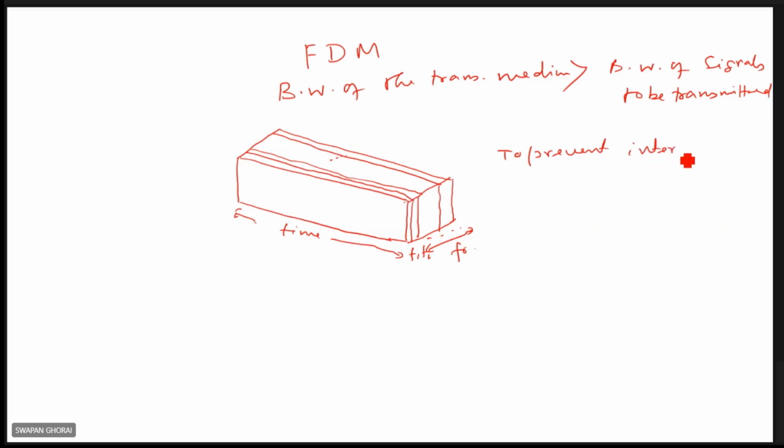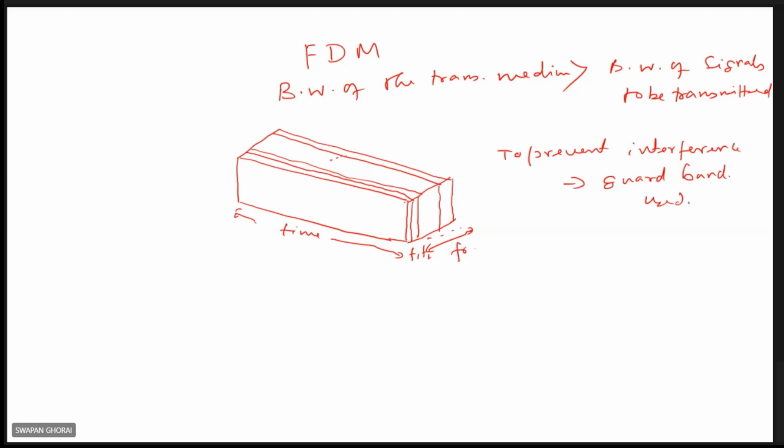there can be overlapping. You see, interference. A guard band is used. Guard bands are used. These guard bands are the unused portion of the spectrum, right? To avoid the interference. I'm showing this. You see the diagrams, it will be more clear.